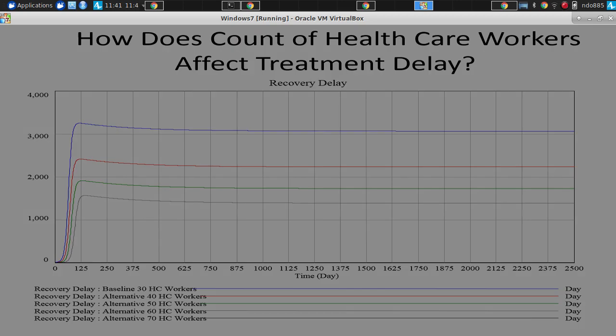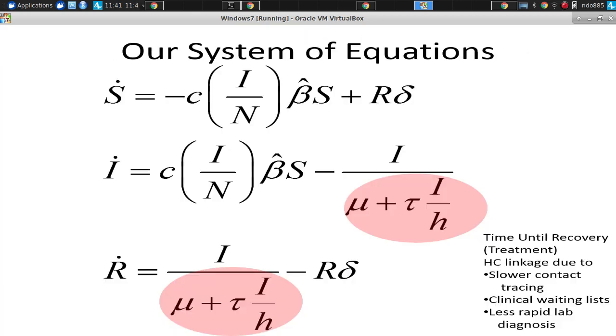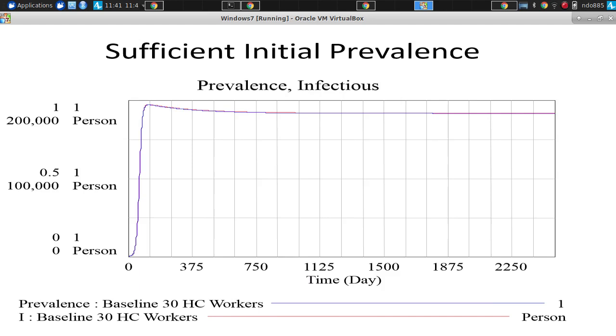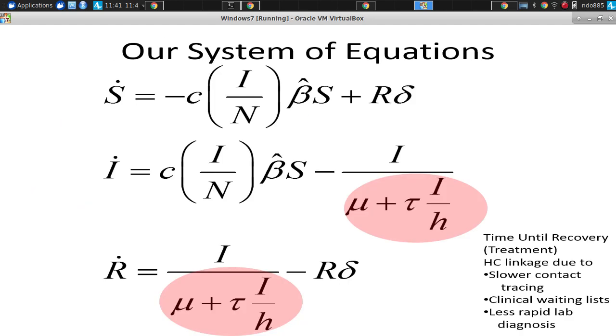Now, if you go look at these equations, the number of healthcare workers has a very large bearing on the ultimate locked-in level of prevalence. So, well, you tell me, if you have more healthcare workers, do you think it will lead to a higher number of people in this endemic equilibrium that are infected, or a lower number?